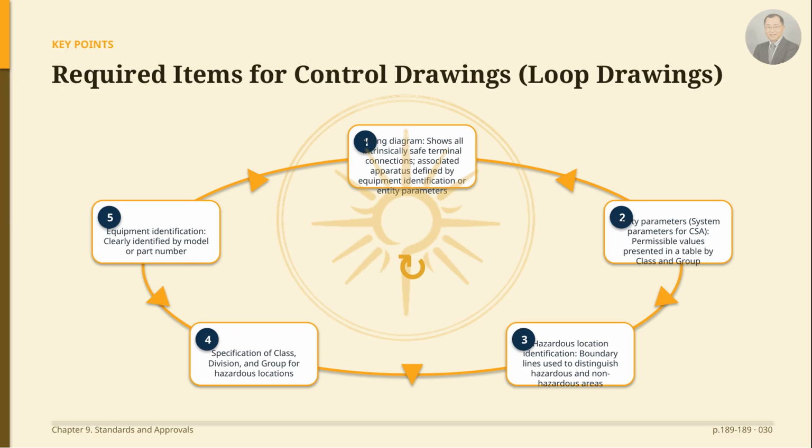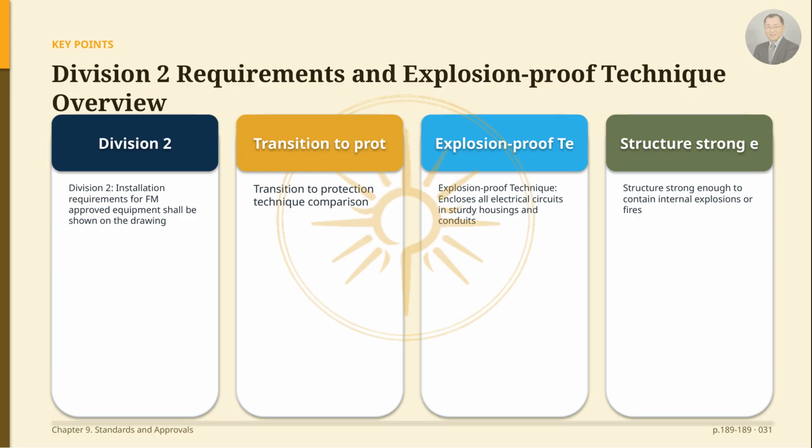Third is the hazardous location identification. A demarcation line must be drawn on the schematic to distinguish between equipment in the hazardous location and equipment in the non-hazardous location, and the class, division, and group of the hazardous location must be specified. Fourth is equipment identification, where the equipment must be marked with the model and part number, etc., to allow for positive identification. I'll now cover the Division 2 requirements and an overview of protection techniques.